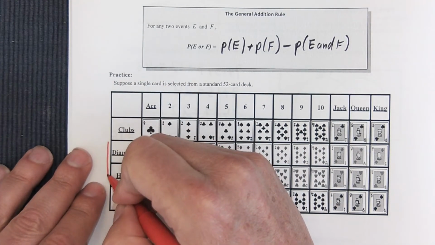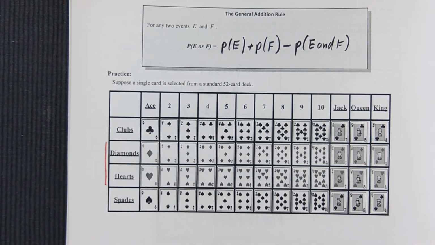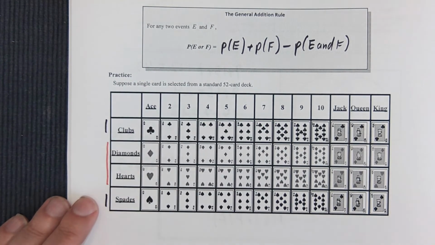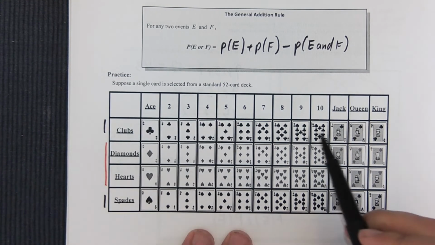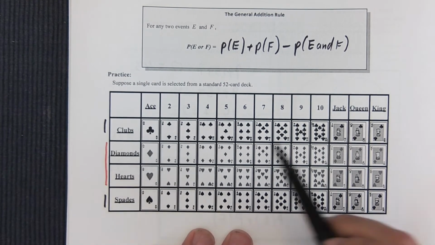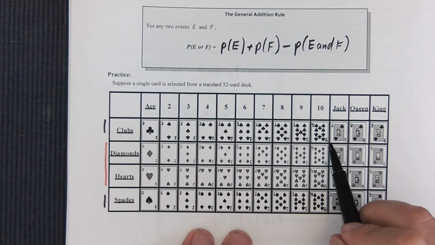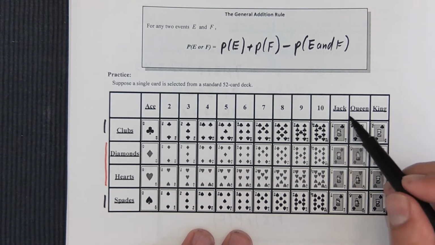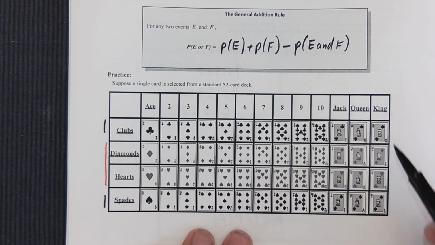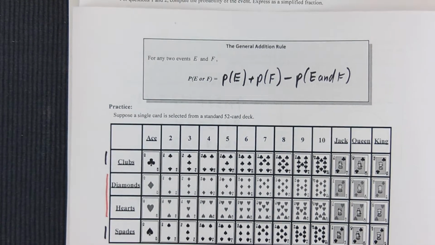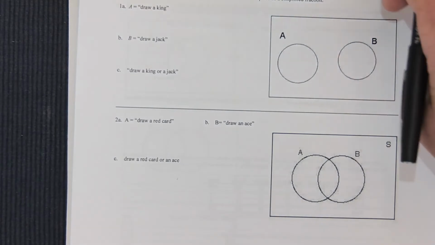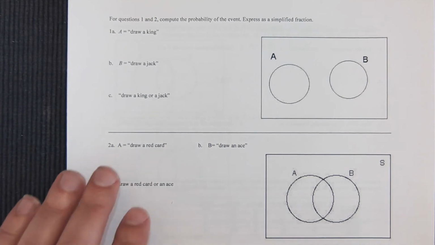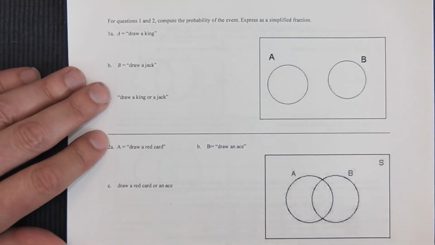So the red cards are here. The black cards are here and here. Now, it goes 1 through 10, and the ones we call aces. And then after 10, we have 3 what are called face cards, Jack, Queen, and King, giving us a total of 12 face cards. So we're going to start out by finding the probability of each of these.